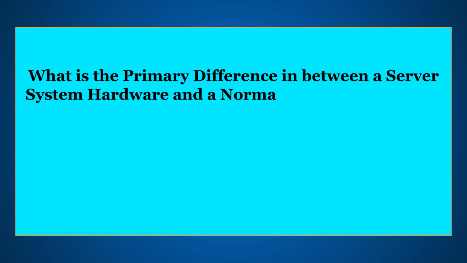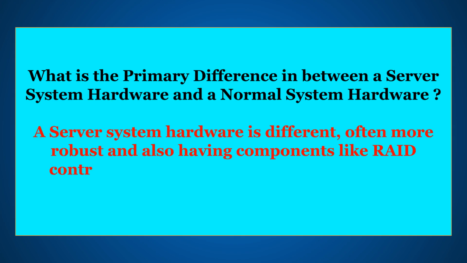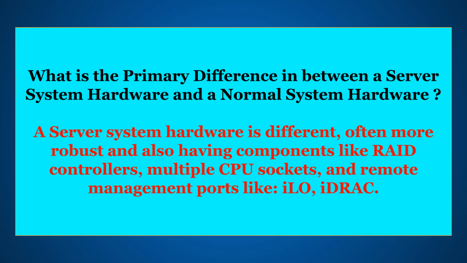What is the primary difference between server system hardware and normal system hardware? Server system hardware is different, often more robust, and also has components like RAID controllers, multiple CPU sockets, and remote management ports like iLO, iDRAC.